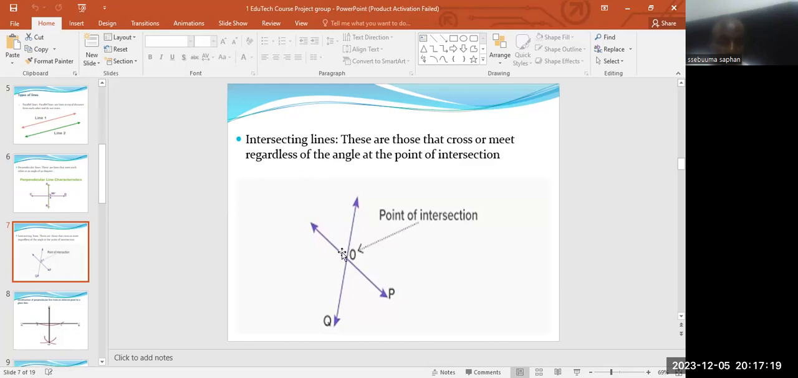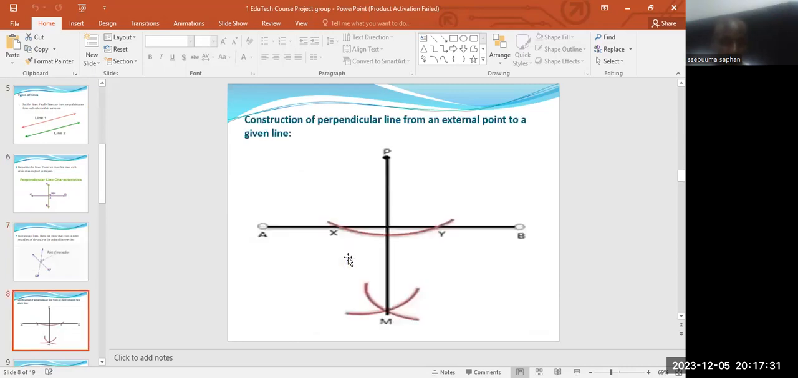In this case, parallel lines, they do meet at a certain point, and that point will be at any angle. So there is no specific angle for that, for the case of intersecting lines.